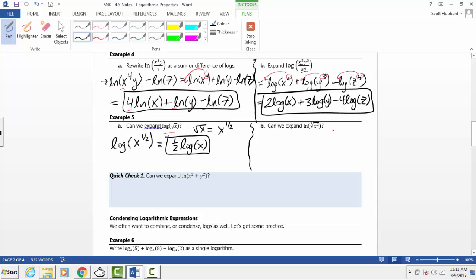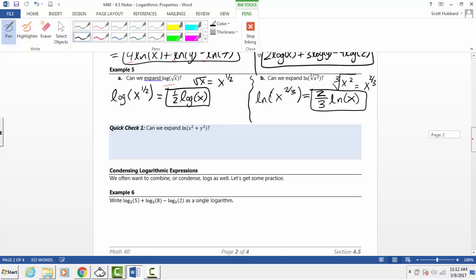We can do it again over here. Here we have a cube root of x squared. Now that can be rewritten as x to the 2 over 3. The root always is the bottom of the fraction, and the exponent inside goes on top. And so we can rewrite this as ln of x to the 2/3, and that exponent comes in front, so it becomes 2/3 ln x.